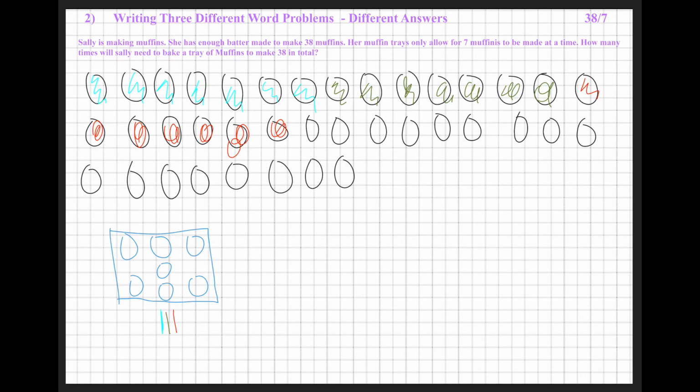Third round. Fourth round. Fifth round. And then we have 3 remaining, so we're going to have to put that last batter into just 3 of the cups. So that would be a 6th round. So to answer this question, Sally would need to bake a tray of muffins 6 different times.